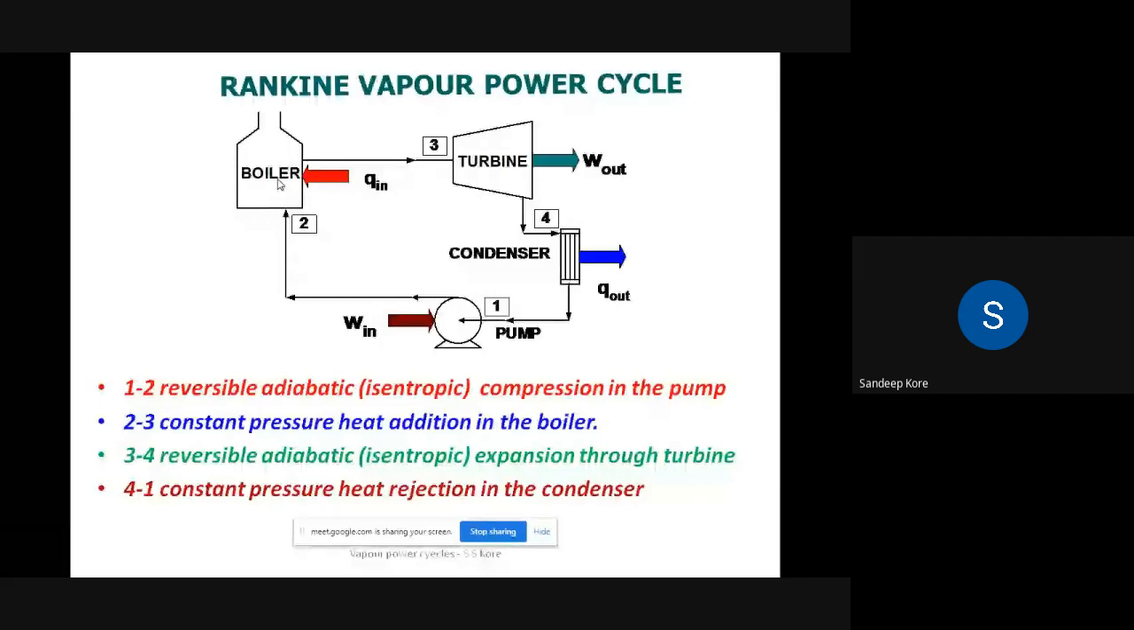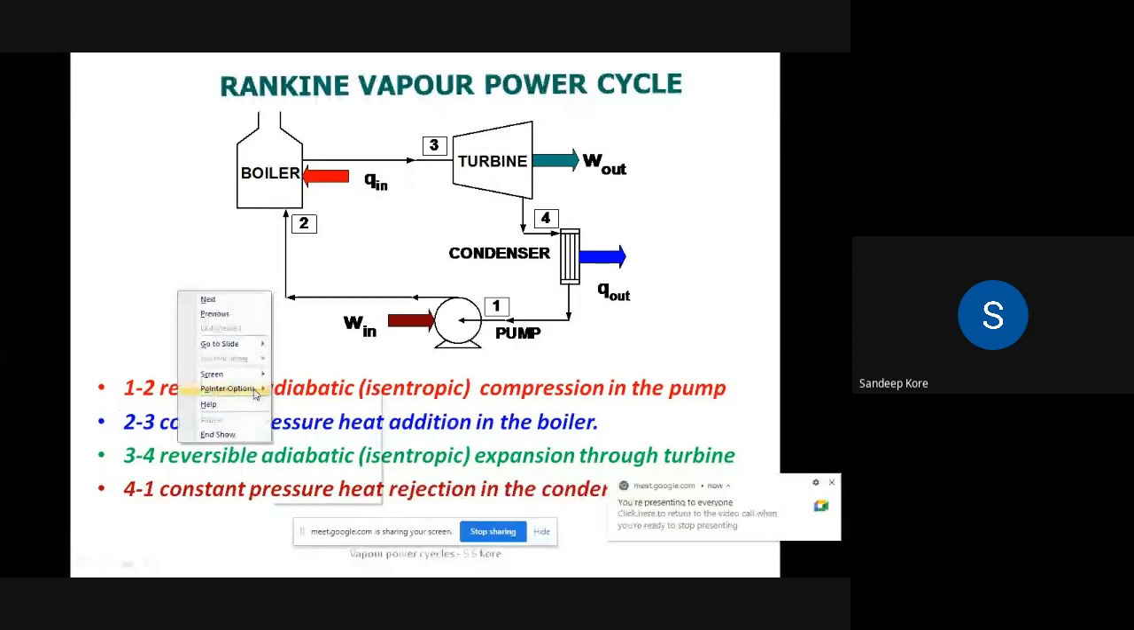Now the process which takes place inside a water pump is a reversible adiabatic compression process. First process is reversible adiabatic compression process taking place in the pump. So this is the first device. Process 1 to 2 is reversible adiabatic compression process.